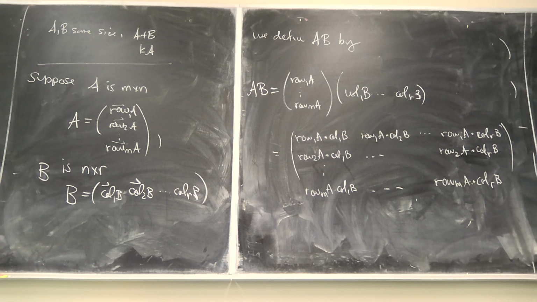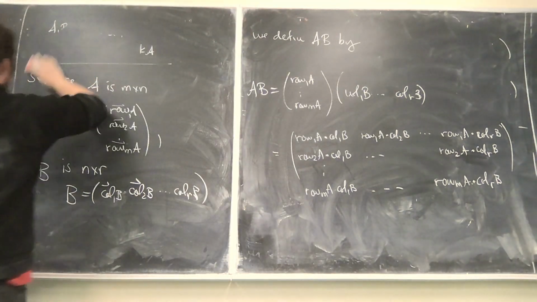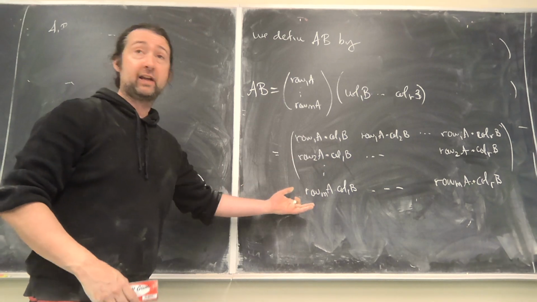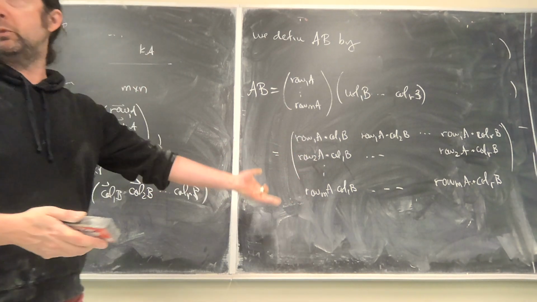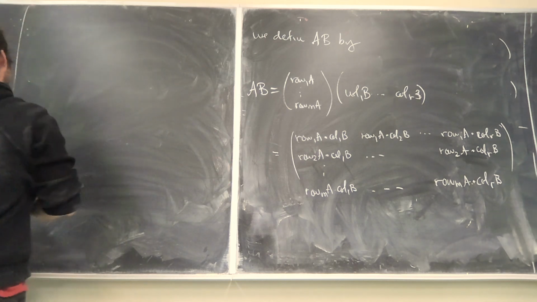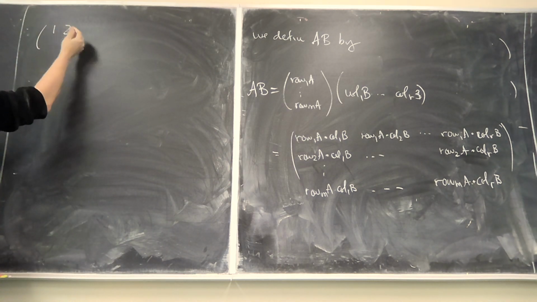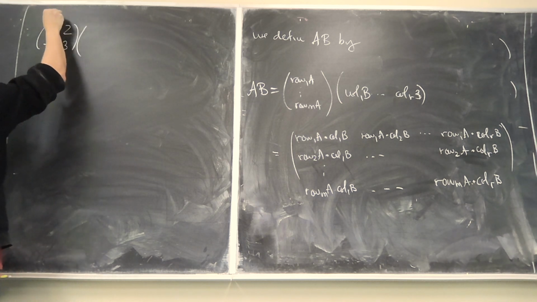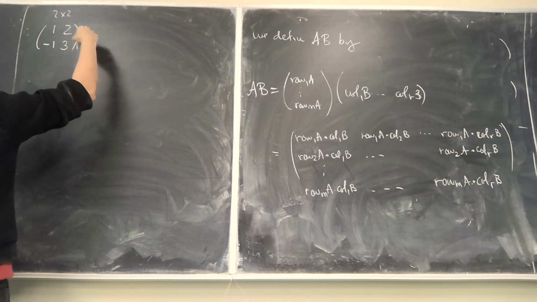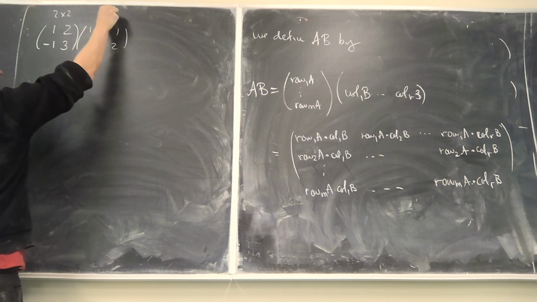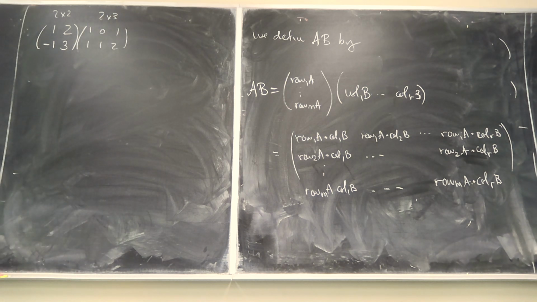So let me do an example of what this looks like, and then I'll try to explain why we ever came up with this definition for multiplication, because this doesn't look natural in any way. So let's just multiply a couple of compatible matrices here. How about [1, 2; -1, 3] times, this is a 2 by 2 matrix, and we'll multiply it by, say, a 2 by 3: [1, 0, 1; 1, 1, 2]. 2 by 3.